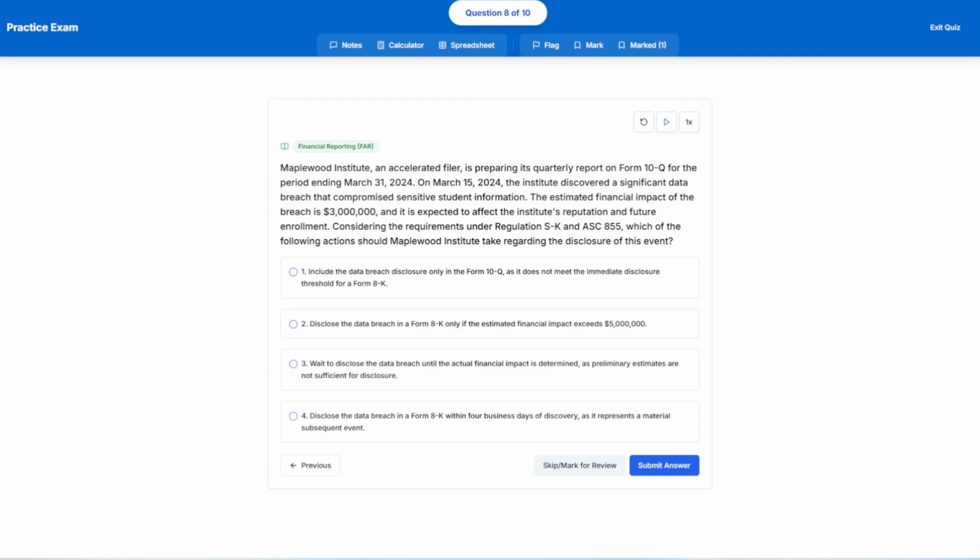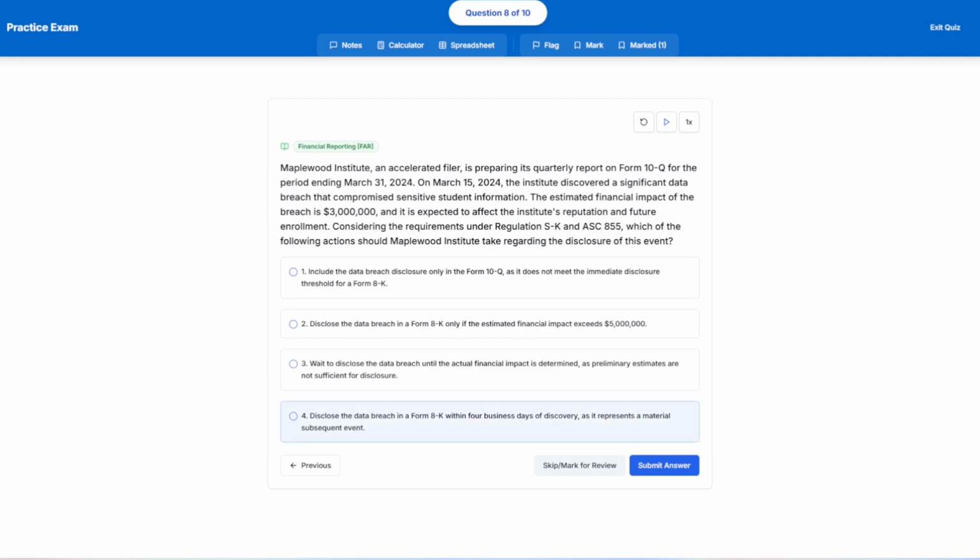Option 3 suggests waiting to disclose the data breach until the actual financial impact is determined, arguing that preliminary estimates aren't sufficient for disclosure. This option can't be correct because ASC 855 requires entities to evaluate subsequent events for disclosure based on the best available information at the time. Waiting could lead to non-compliance with disclosure requirements.